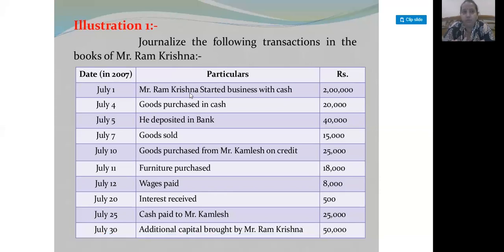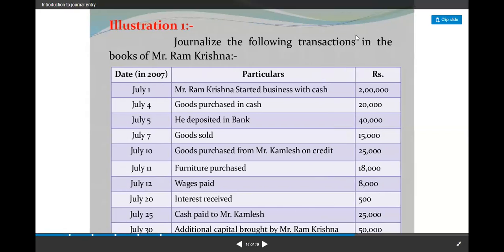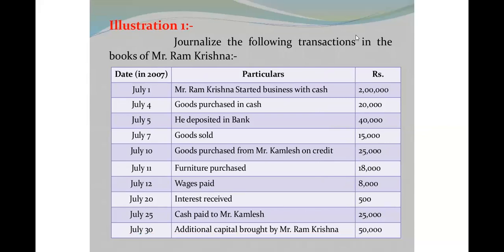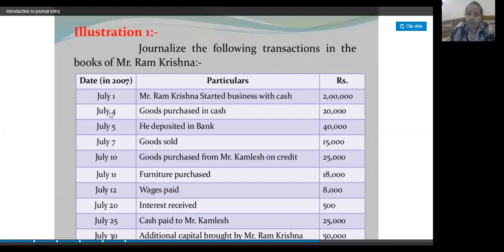Anyone can unmute themselves and just tell me whether he is the giver to the business or the receiver of the business. Anyone, just quickly. Okay, your second is goods purchased in cash. Goods are real, cash is real.